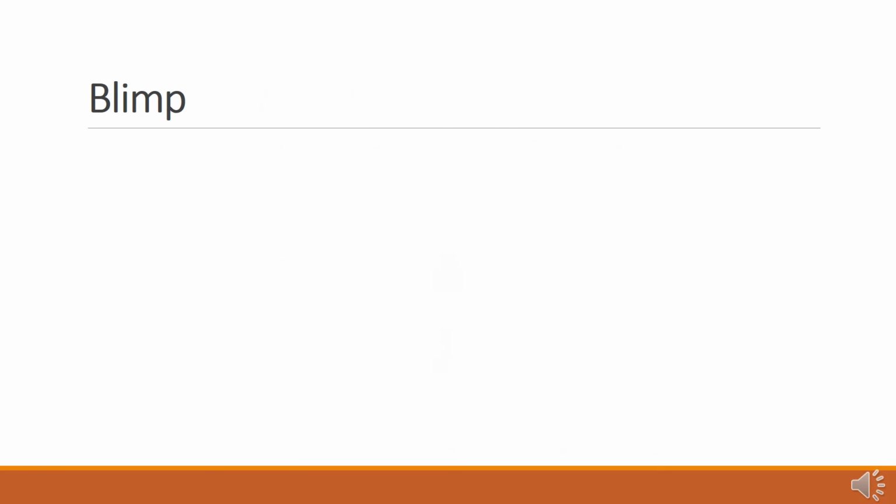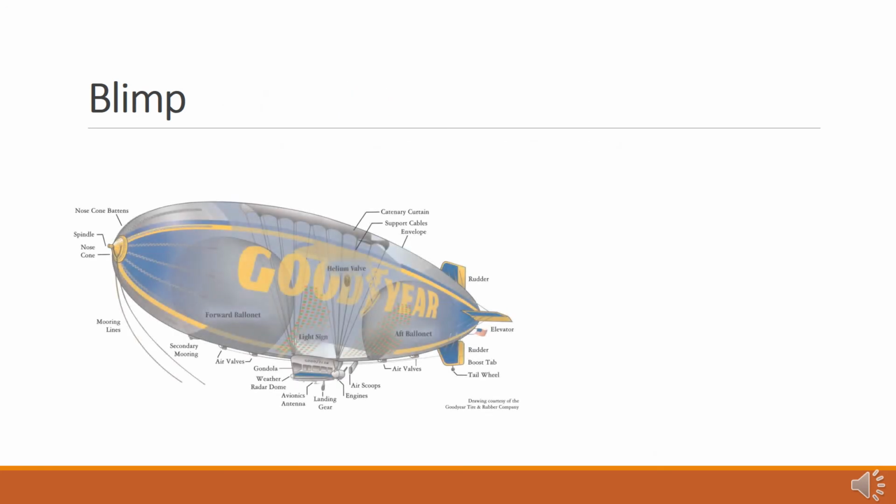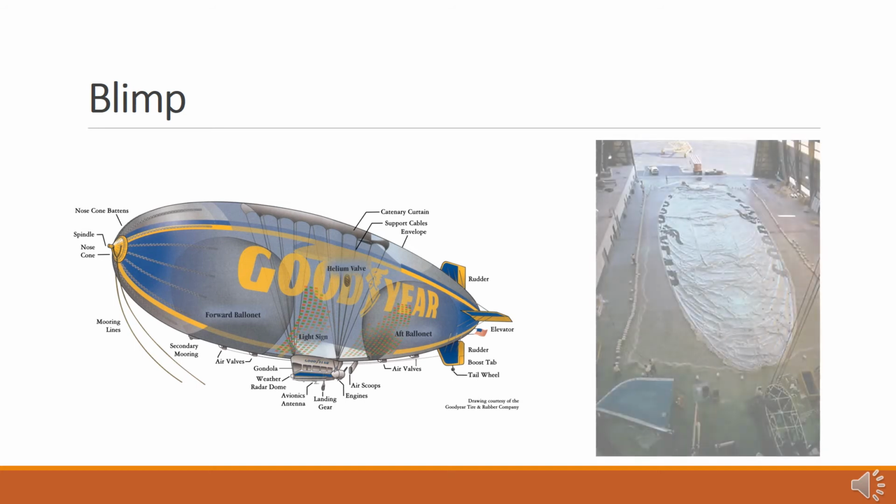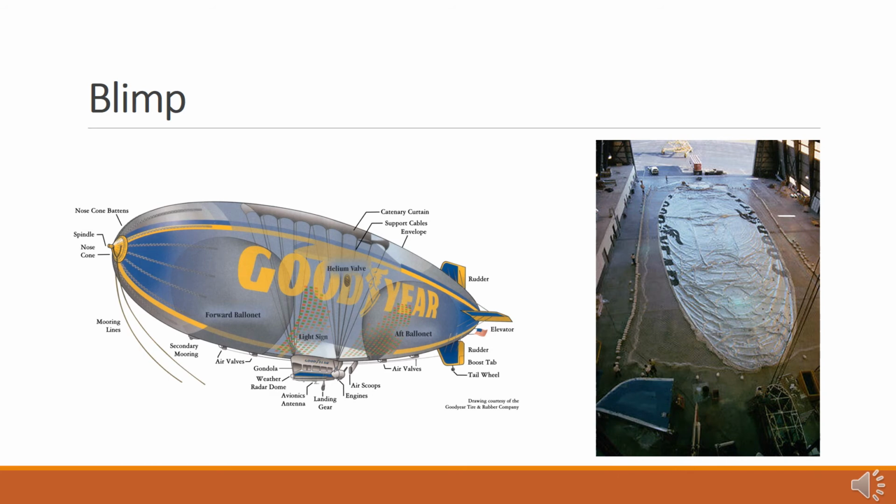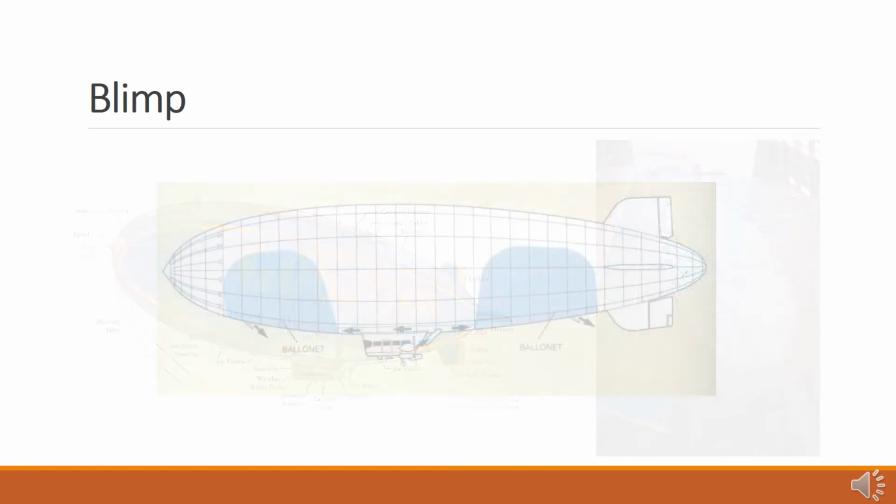A blimp, or non-rigid airship, is a powered, steerable, lighter-than-air vehicle whose shape is maintained by the pressure of the gases within its envelope. A non-rigid airship relies entirely on internal gas pressure to retain its shape during flight. If a blimp deflates, it loses its shape. Unlike the rigid design, the non-rigid airship's gas envelope has no structural compartments.